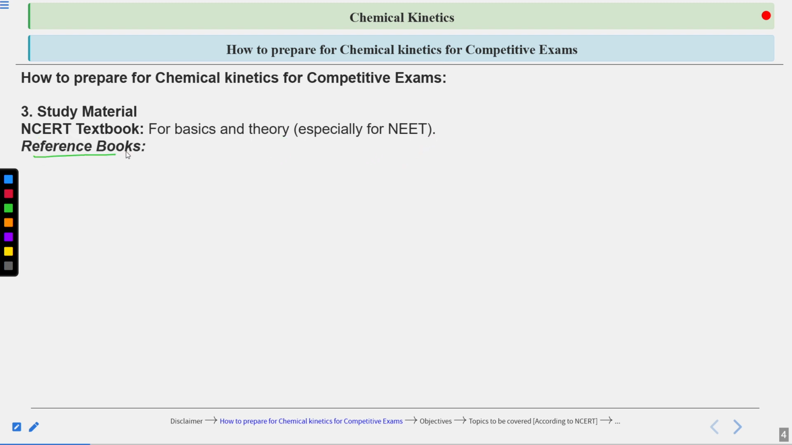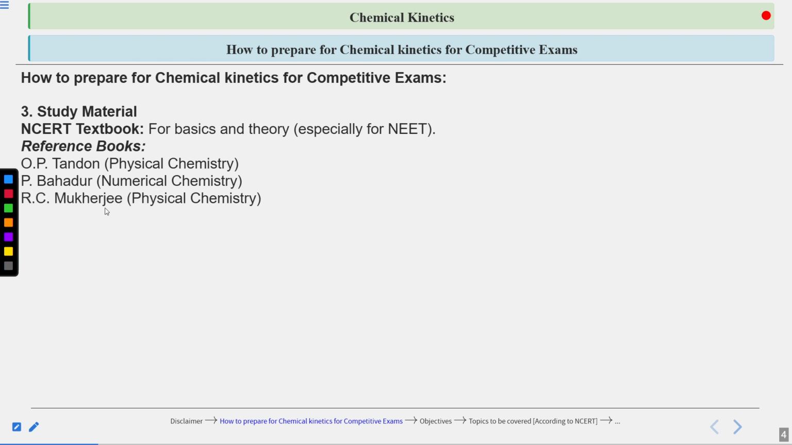Reference books you can also use or practice, like OP Tandon, which is for physical chemistry, and P. Bahadur for numerical chemistry, for sufficient numerical calculations, and R.C. Mukherjee. This book again covers physical chemistry. And for the JEE examination, you can follow Sanjay's book for chemistry, or Wiley physical chemistry.